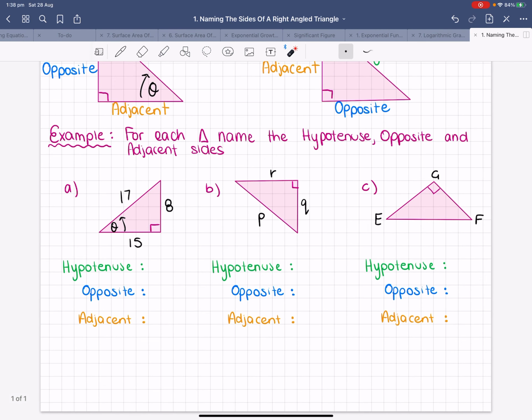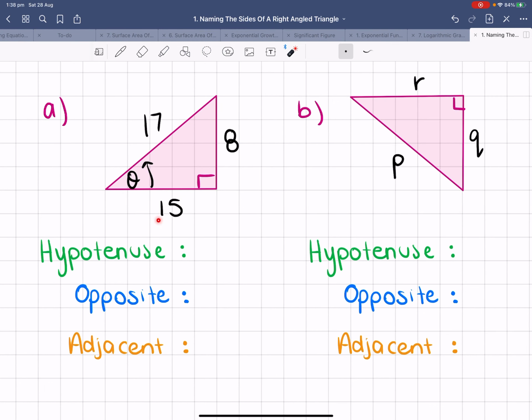So for each of these 3 triangles, we're going to name the hypotenuse, the opposite, and the adjacent. So let's start with triangle A. Obviously, straight away, it's quite easy to see that our hypotenuse has a length of 17. So our hypotenuse is 17. Our opposite side, because we've got our angle here, is going to be the one directly opposite. Okay, so you draw an arrow, it's opposite, it's going to be 8. And our adjacent side is the one right next to our angle. So if this is our angle, it's right next to it, which means it's going to be 15.